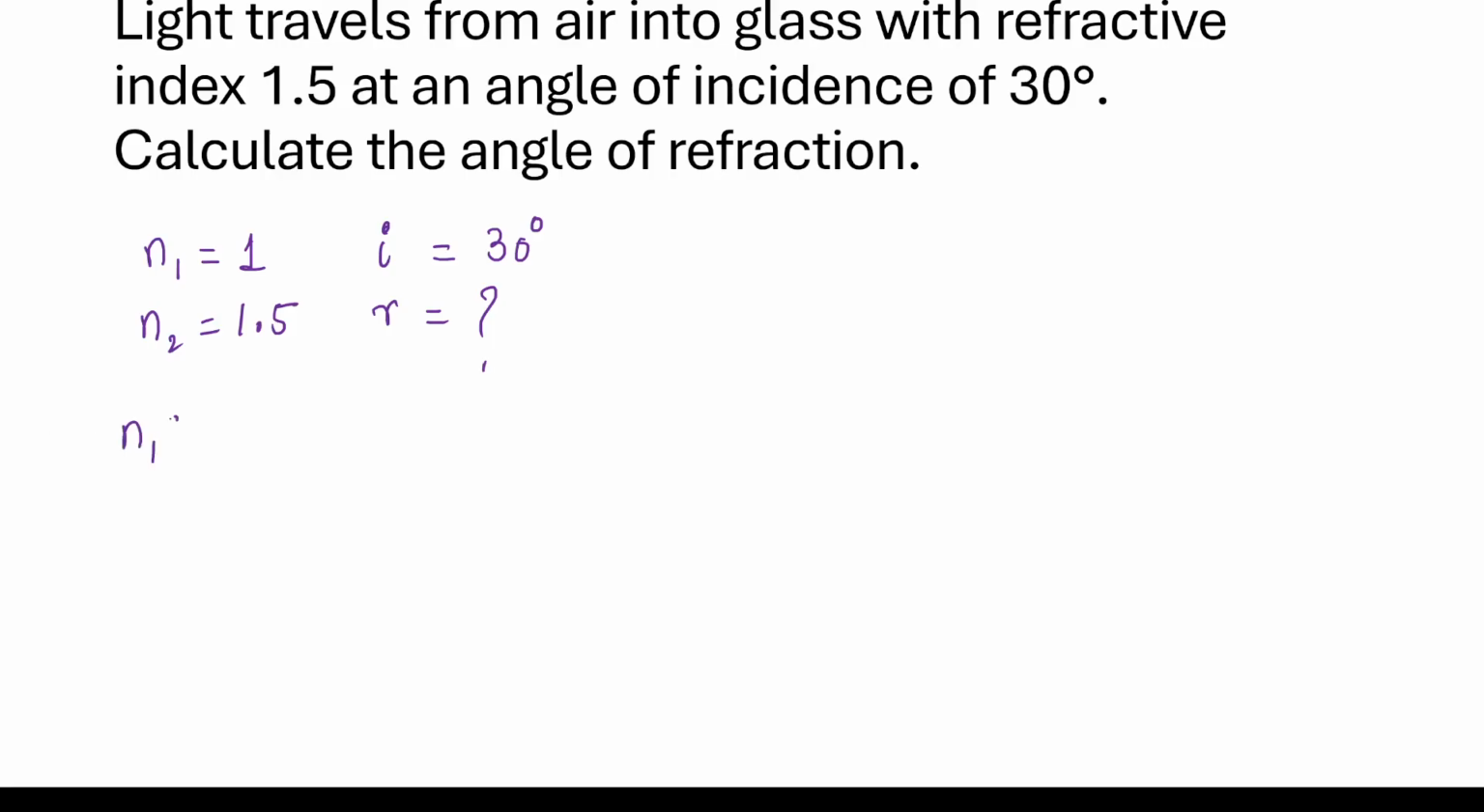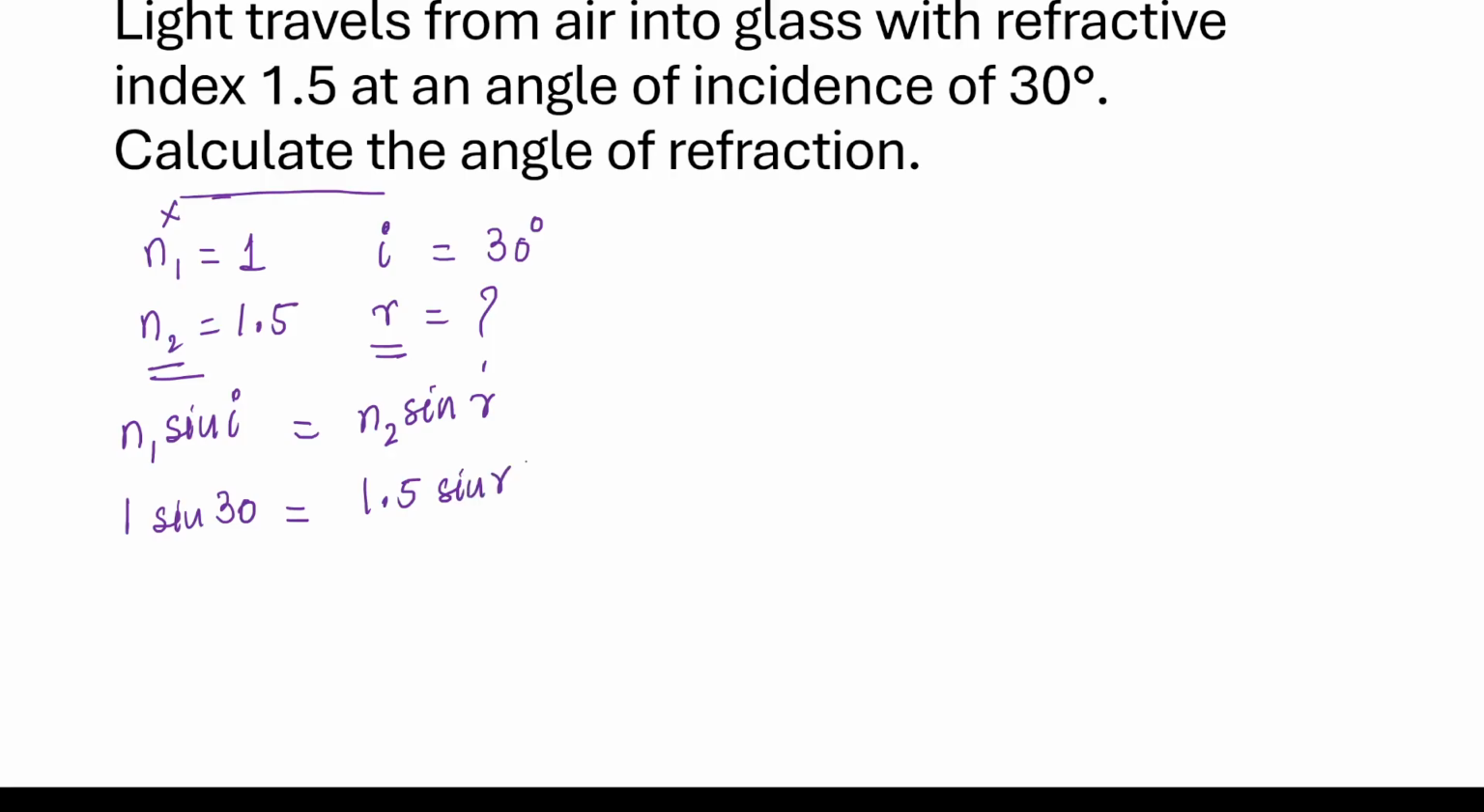So just using n1 sine i equals n2 sine r. Same refractive index, same angle. Don't confuse, don't take n1 and r together. That's why I've written them in the same line so that there's no confusion. So now 1 sine 30 is equal to 1.5 sine r. Using a calculator to solve, almost 19.5 degrees. So r is 19.5 degrees. Let's do the next one.